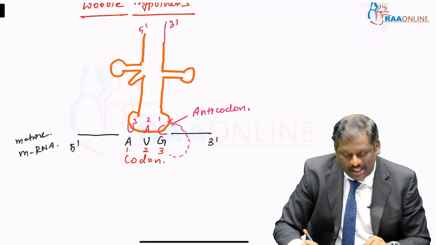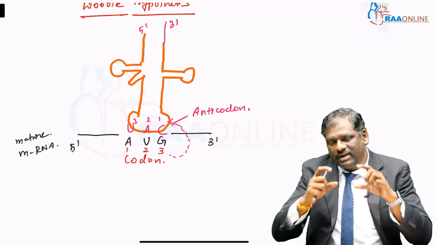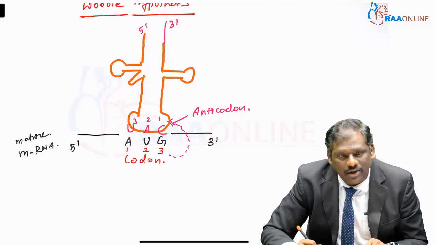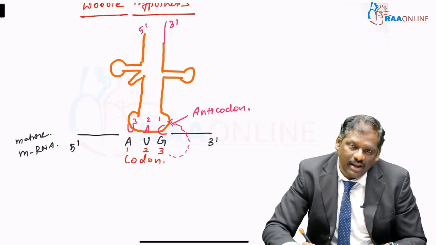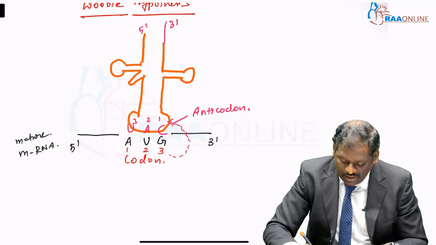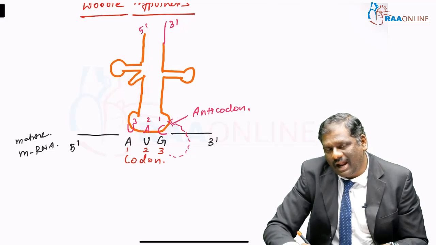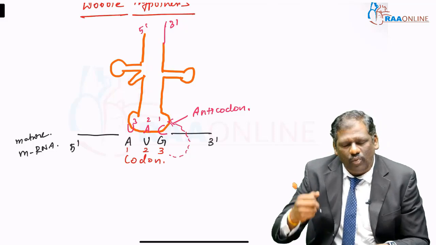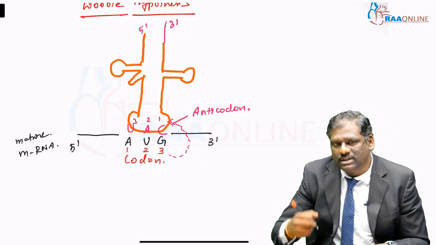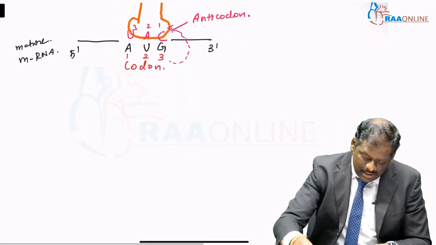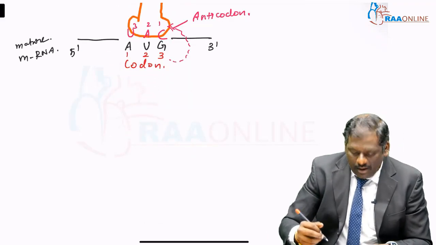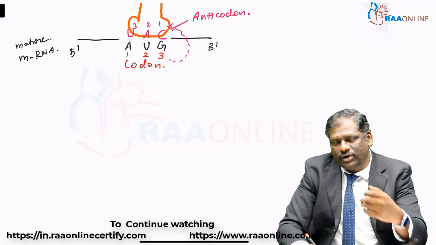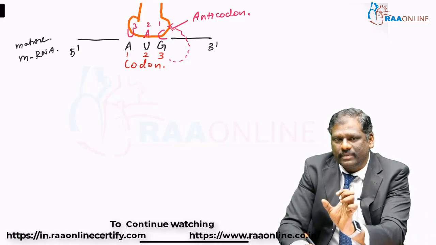The first and second nucleotides of a codon will have a very strong association with the corresponding anticodons, whereas the third nucleotide of the codon will have a very loose association with the first nucleotide of the anticodon. This you call the wobble hypothesis. So what is the significance of this wobble hypothesis? The significance here is that if you change this third nucleotide to any other nucleotide, you still get the same amino acid.